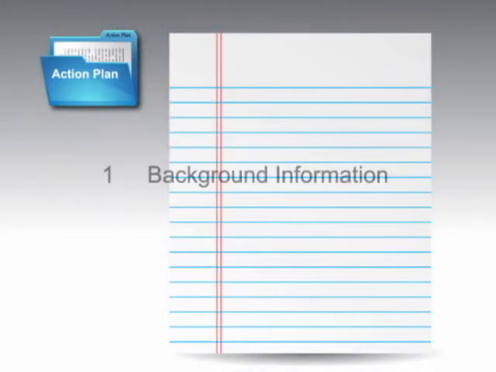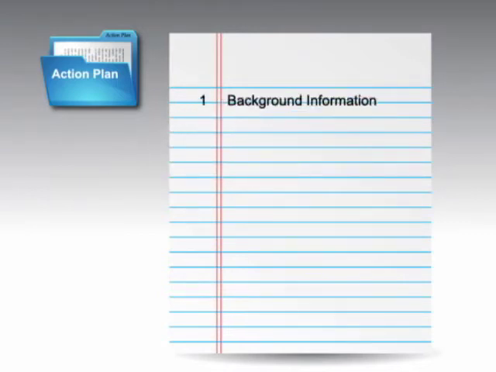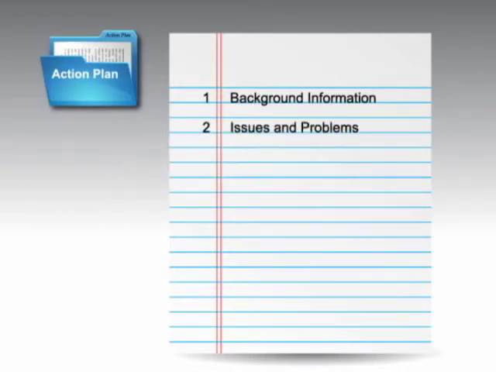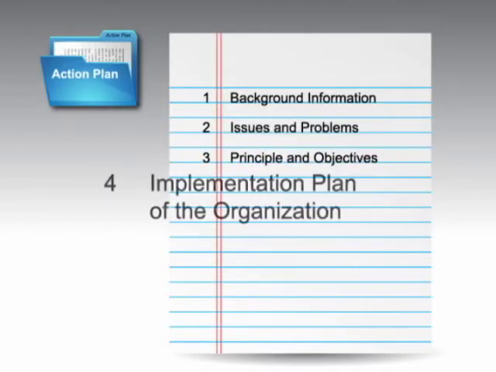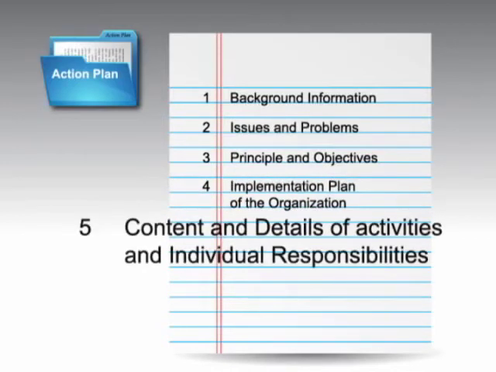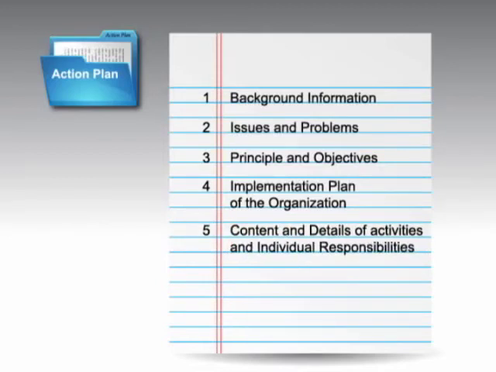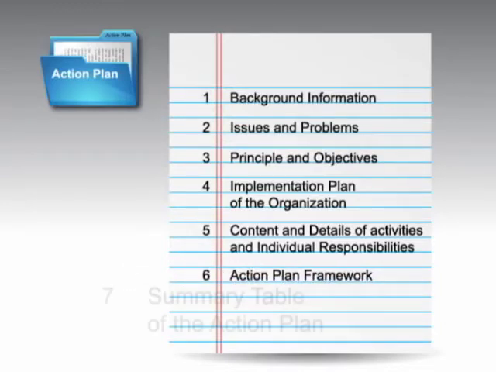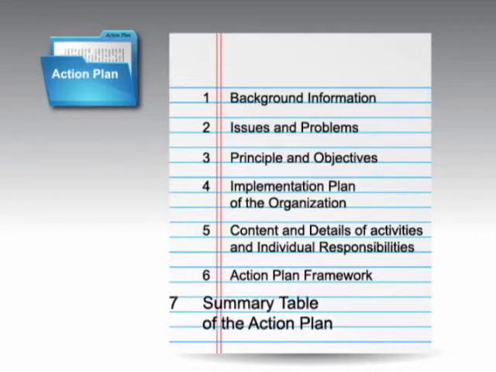Generally, an action plan consists of 1. Background information such as sector, region, and organization. 2. Their issues and problems. 3. Their principles and objectives. 4. The implementation plan of the organization. 5. The content and details of activities and individual responsibilities. 6. An action plan framework. 7. A summary table of the action plan.